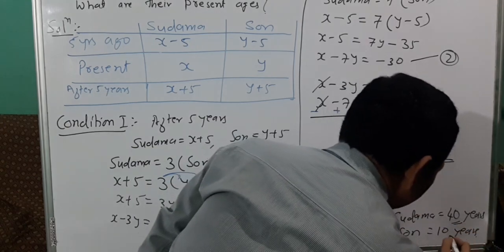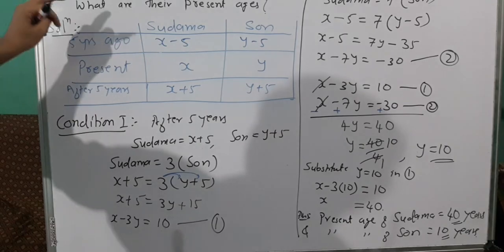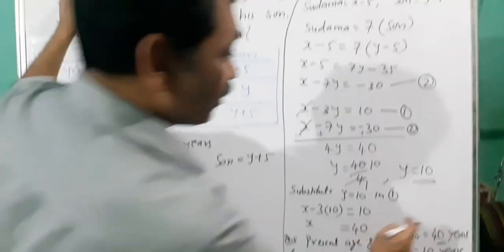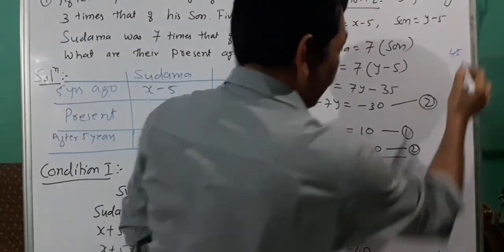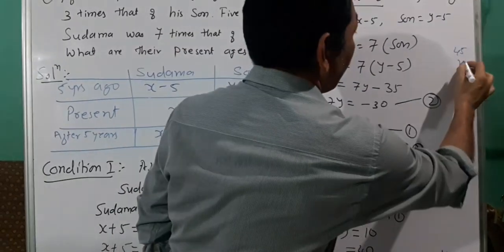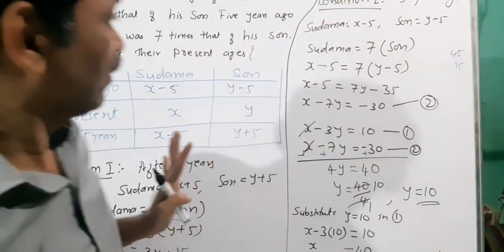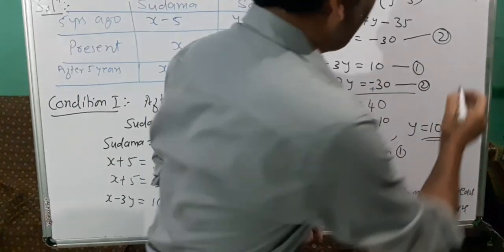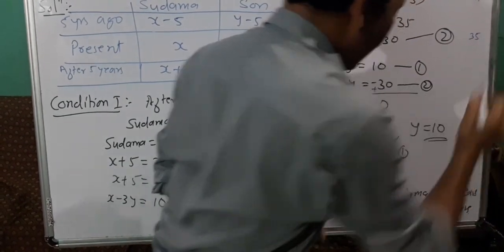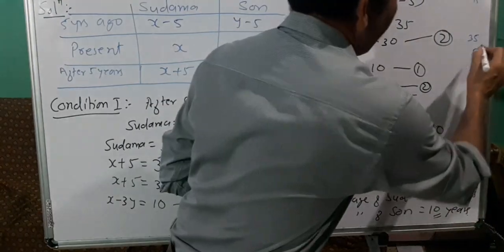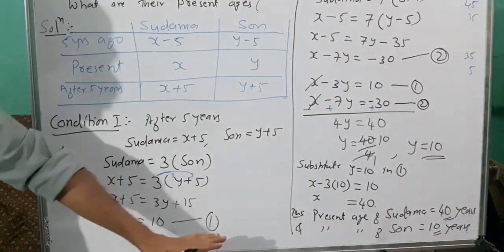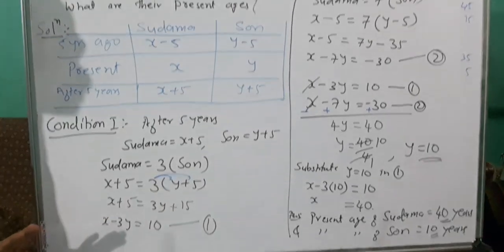We will check our answers. So we know in the first condition, after 5 years, Sudama will be 45. Son will be 10 plus 5 is 15. Condition is 3 times. Yes, 15 times 3 is 45. So the first condition is satisfied. Second condition, 5 years ago, Sudama was 40 minus 5, 35. Son is 10 minus 5 is 5. 5 times 7 is 35, so it is 7 times. So our answers are correct. And therefore the present age of Sudama is 40 years and the present age of son is 10 years.